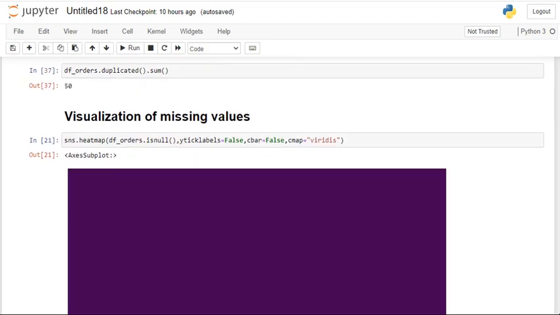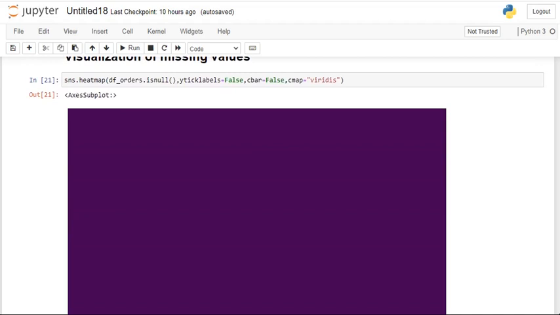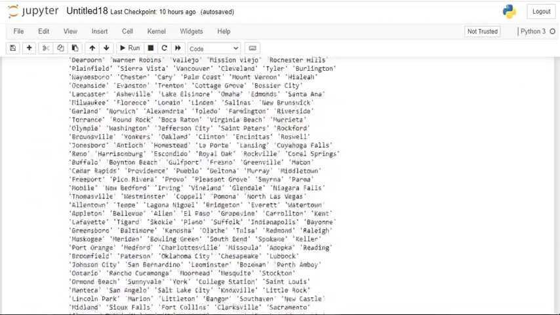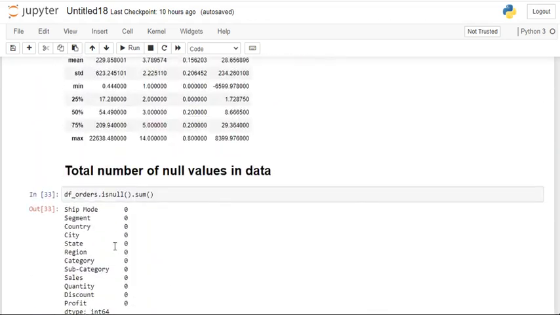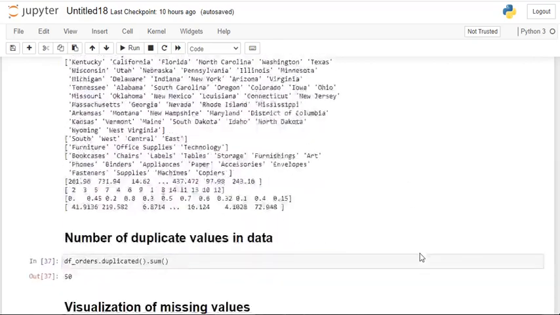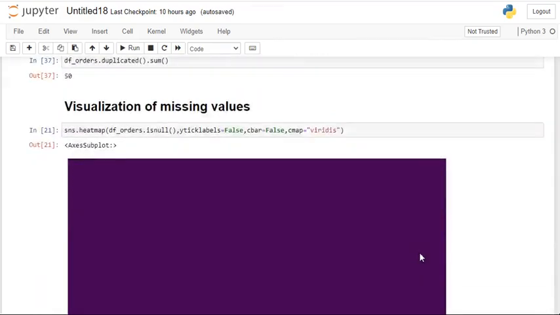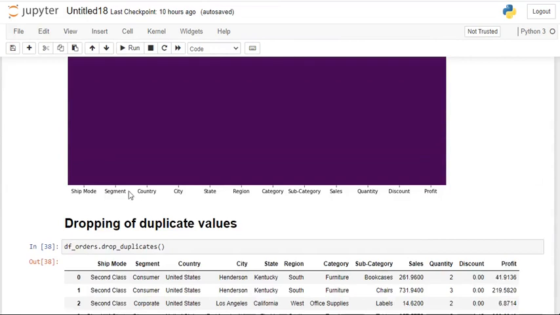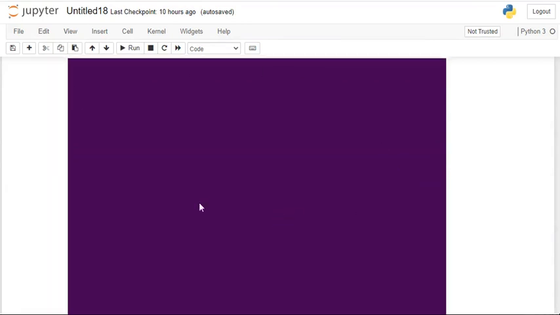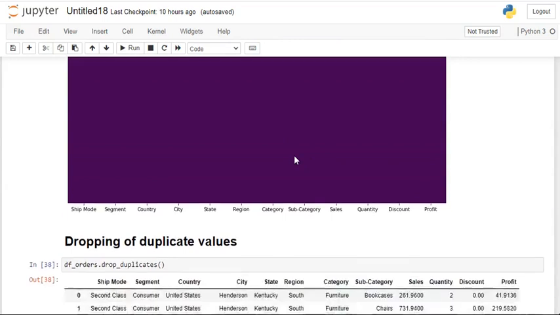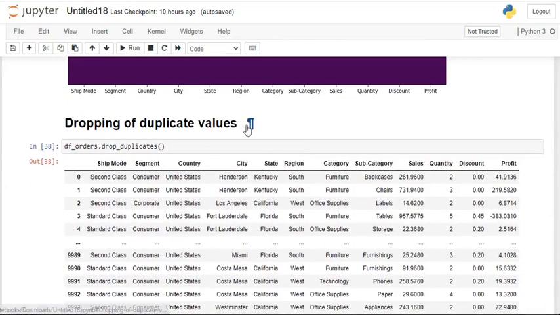Let us visualize the missing values. Already the missing values are 0. If you visualize using a heat map, there won't be any missing values in any category. There are 12 columns, from ship mode to profit. There won't be any color differentiation, which means there are no missing values in the data set. And dropping of duplicate values.